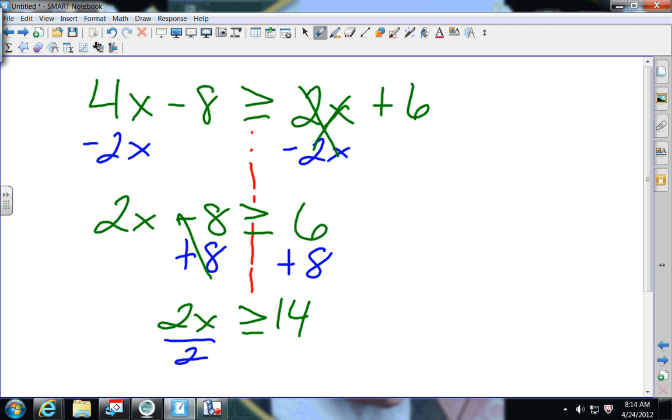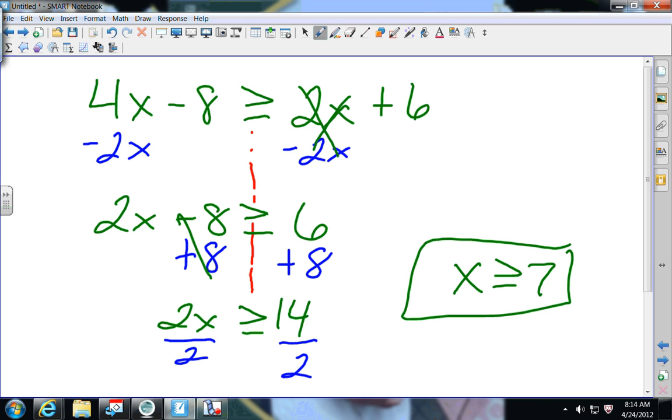Divide by 2. Do I flip the sign here? I don't, because I did not divide by a negative. So it's x is greater than or equal to 7. Okay, let's do one more.